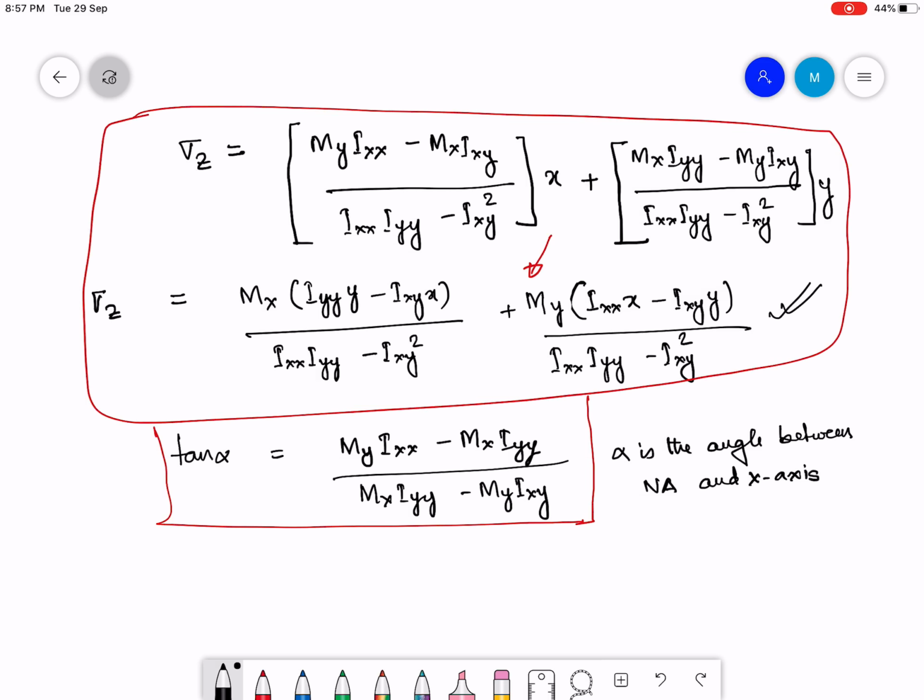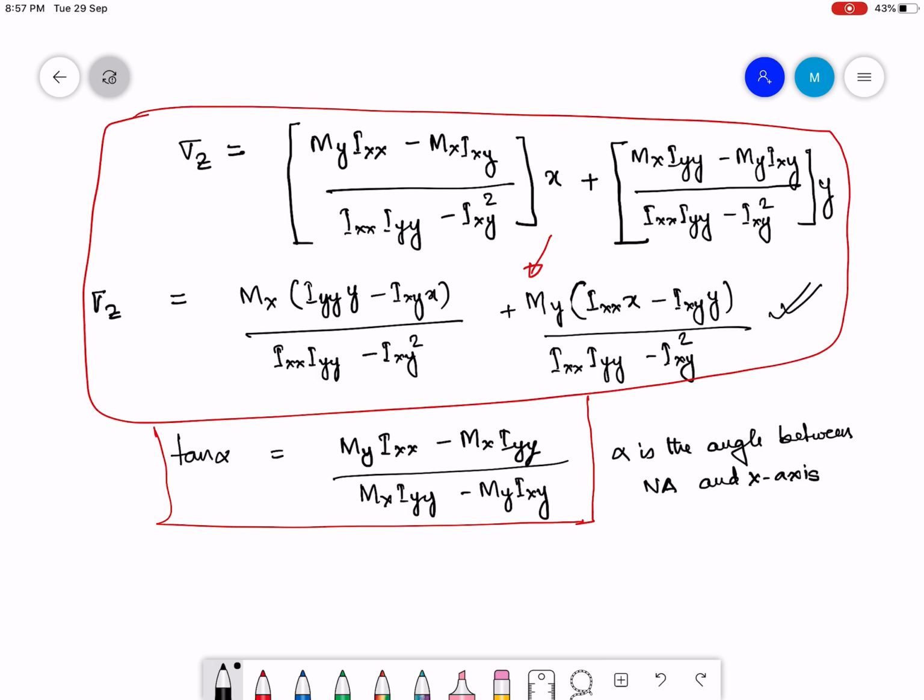Now what is our primary objective? The primary objective is to find out the maximum normal stress that is developed in a cross section due to the applied moment. And how do we find out the maximum normal stress? It is quite impractical to find out the normal stress at every point on the cross section, and from there to find out the maximum value of the normal stress.